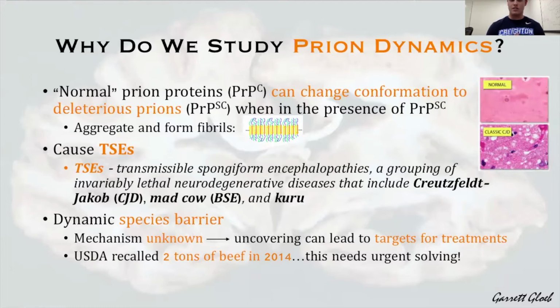We know currently that there's a dynamic species barrier, but the mechanism for conversion from PrPC to PrPSc is still unknown. So uncovering this can lead to targets for treatments, which is in special need of urgent solving because just a few years ago in 2014, the USDA recalled 2 tons of beef in fear that deleterious prions would spread to human beings.